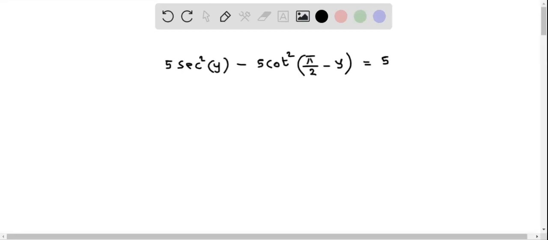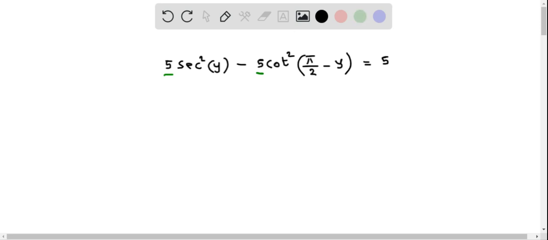We now verify this identity using cofunction and Pythagorean identities. So we have this expression: 5 secant squared y minus 5 cotangent squared of (pi by 2 minus y). This equals 5. Let's consider the left side expression. We can see that we have 5 which is common in both terms.